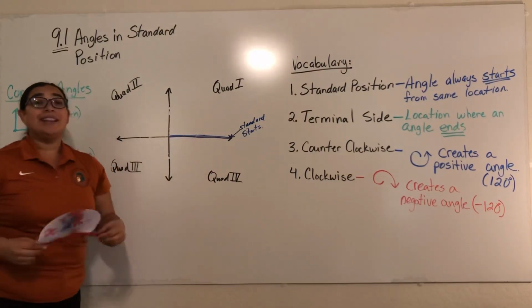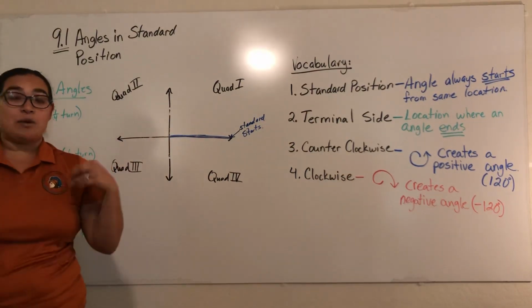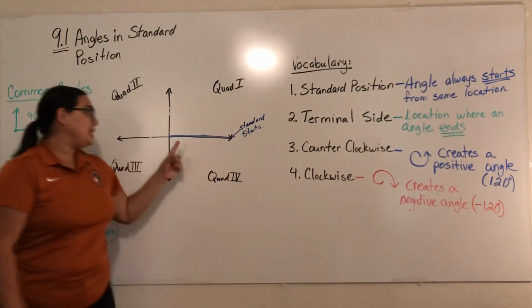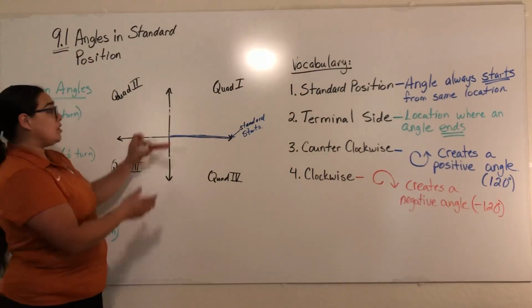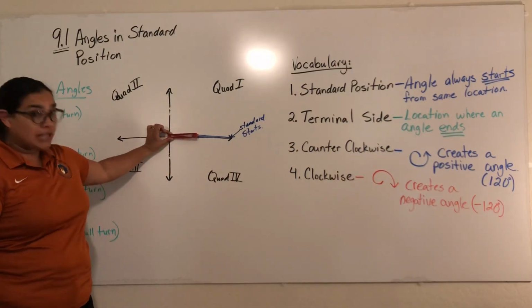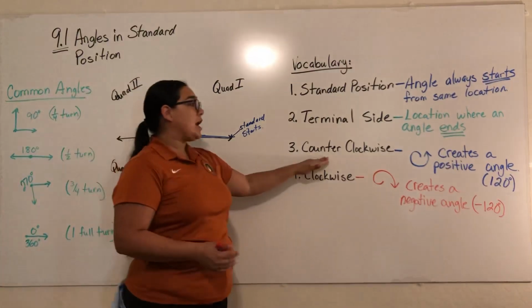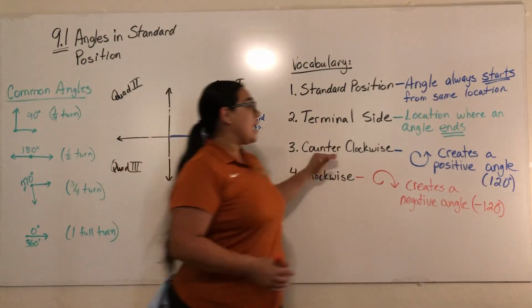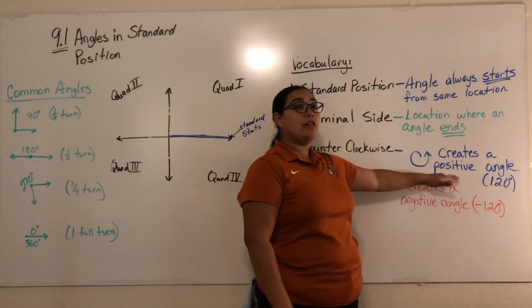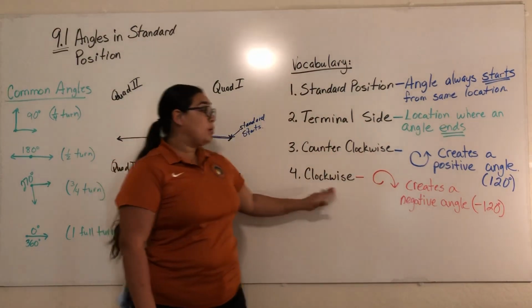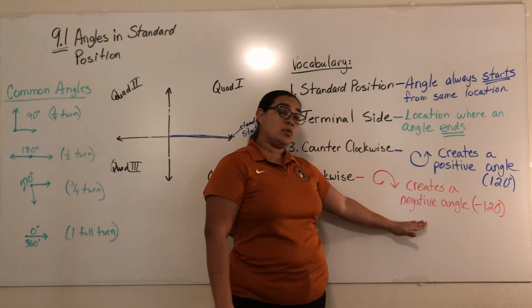This brings in the last vocabulary word that I want to emphasize with you guys. So we talked about standard position. That means that all your angles start at this location every time. That's what's standard about it. It always starts there. We talked about counterclockwise. Counterclockwise will always produce a positive angle of some sort, okay? We talked about clockwise. Clockwise will produce a negative angle of some sort, okay?